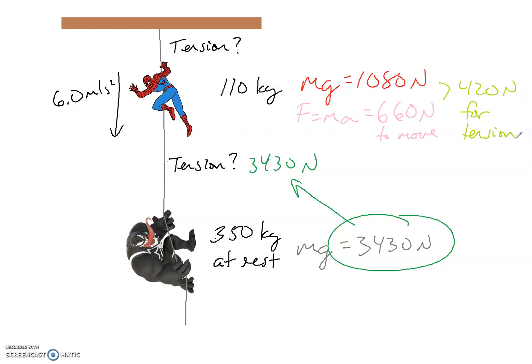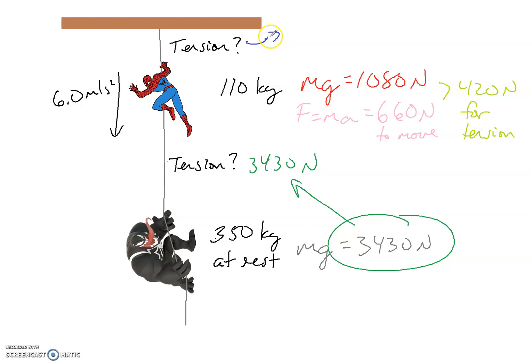Okay, so let's piece this together. Gravity is pulling Spider-Man down with 1,080 newtons. He's only using 660 of that to slide, so he's still sort of holding on with 420, slowing him down, which supplies tension in the web. So if it was just Spider-Man by himself, the tension in the web up here would be 420, but it's not just Spider-Man. The web at the very top has to support both Venom and Spider-Man.